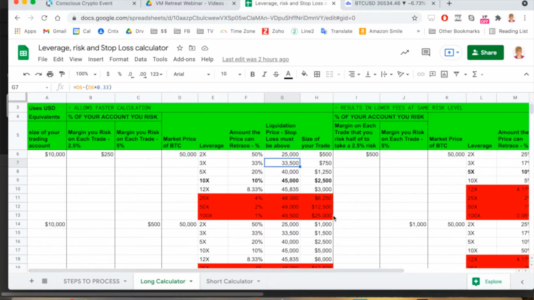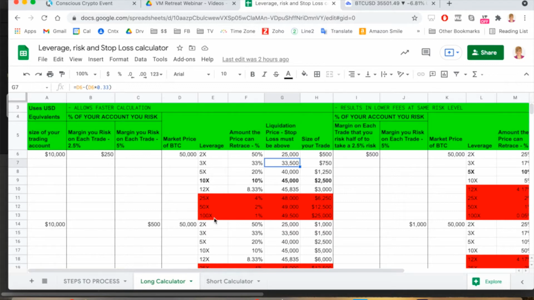I've marked these particular leverages in red because I don't recommend you ever use these. You have to be a really experienced trader to go above these levels. And even then, really experienced traders lose a lot of money trading at higher leverage levels. That's because the amount of market retracement you can have at these higher levels is very, very little.